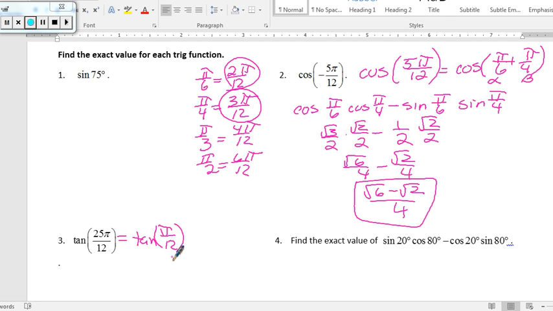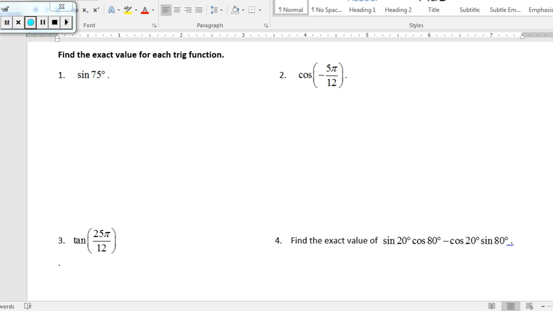So I want to look here to see which two values would get me pi over 12. And the same two that are circled, if I subtract these two, will get me just a single pi over 12. So we're going to turn this into the tangent of, let's see, pi over 4 minus pi over 6. All right, I'm going to just scoot the screen down, and we'll continue.